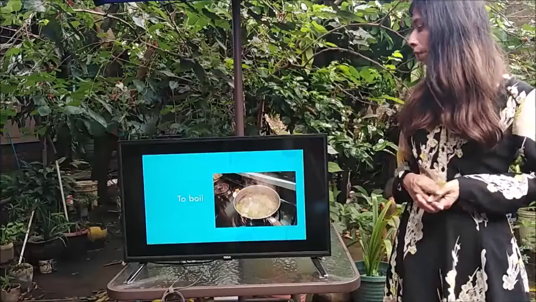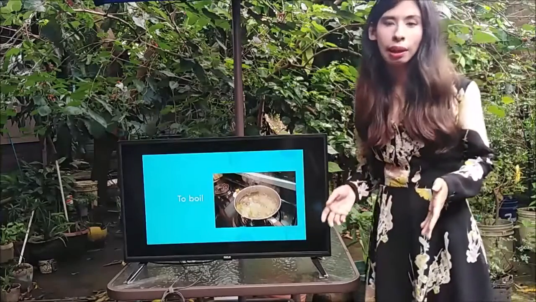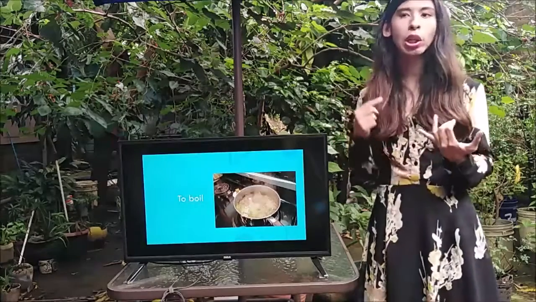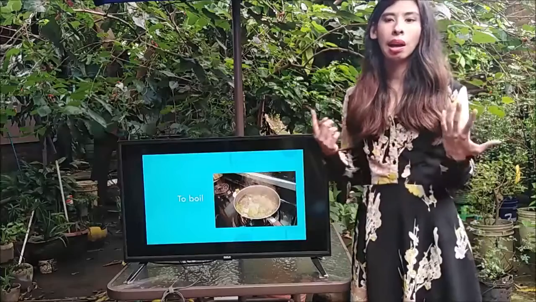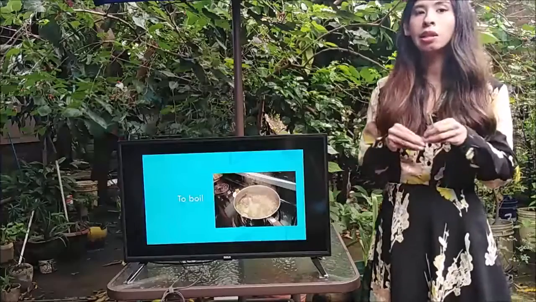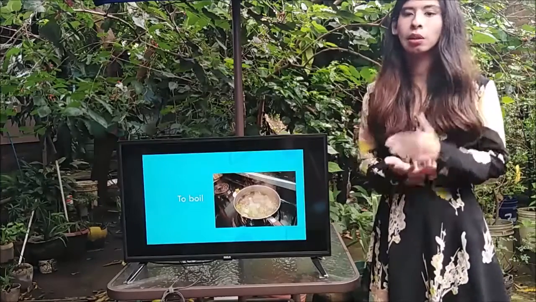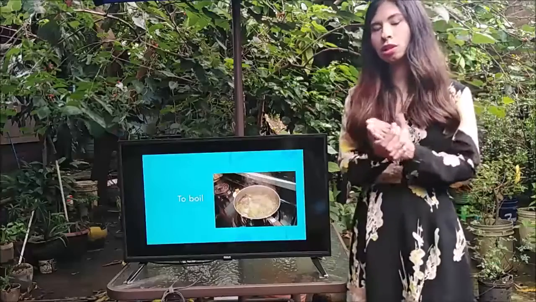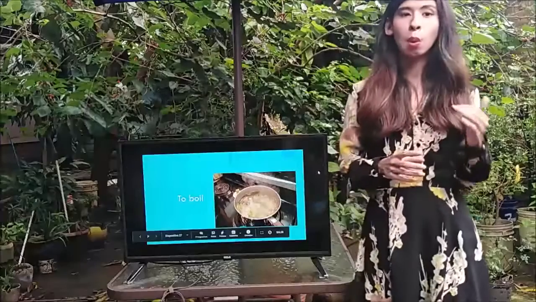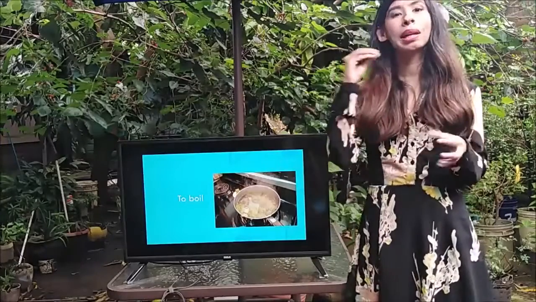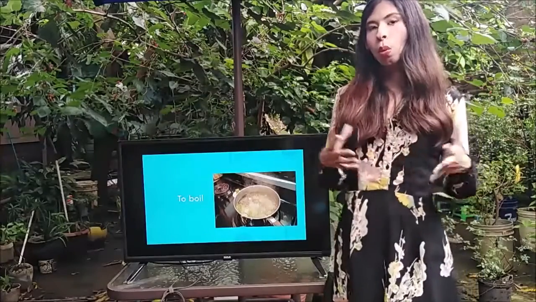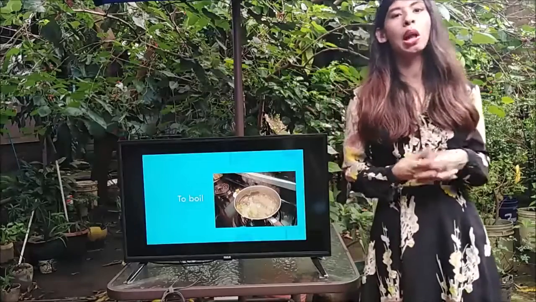Then we also have to boil. So whenever we are boiling something, we are heating a liquid that can be either water, milk, or any other juice, right? And we are heating it until it produces bubbles. So it reaches a certain temperature that starts producing bubbles. So we can either boil the liquid itself, or we can include any fruit or vegetable or meat in a boiling liquid, and we also call it boil.